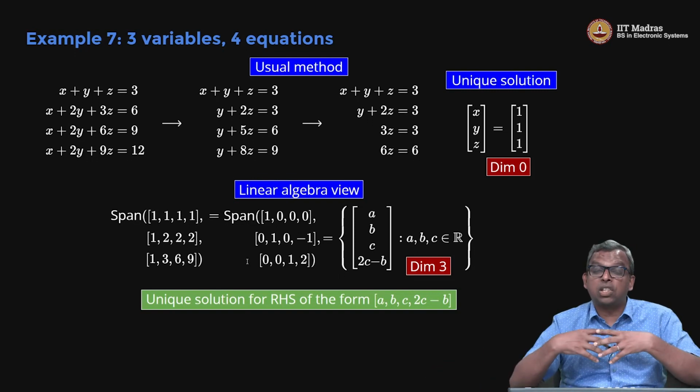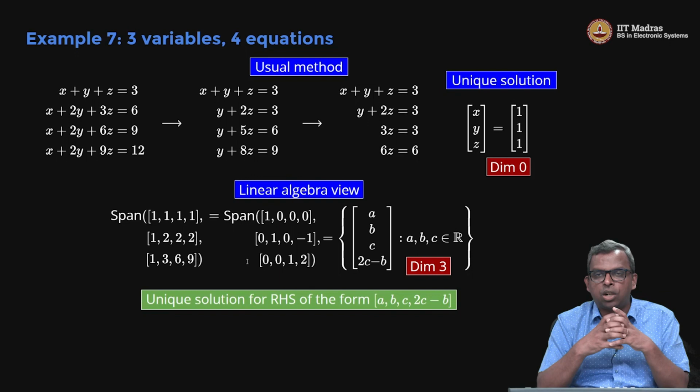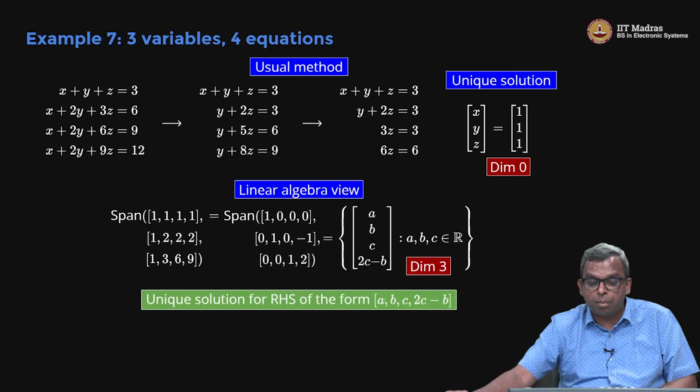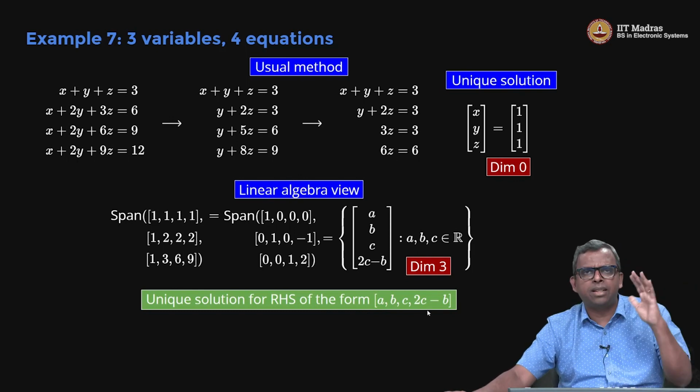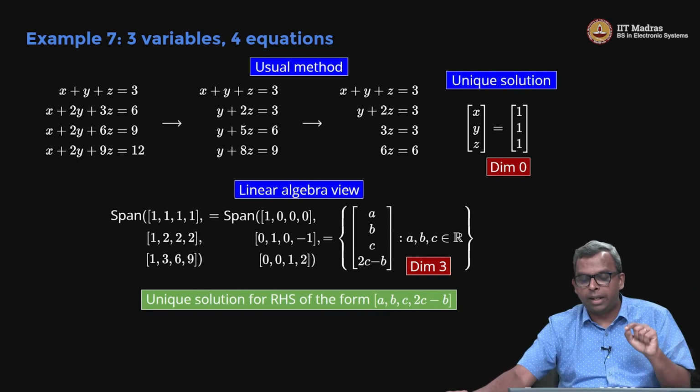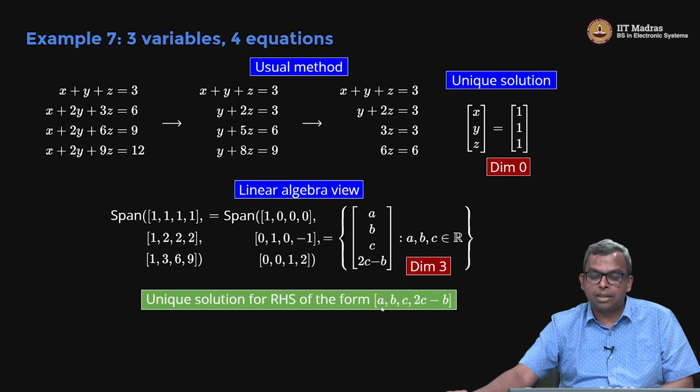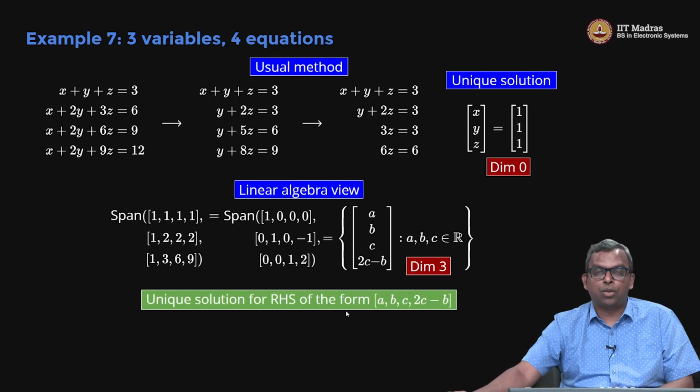So it doesn't exhaust the entire R4, it's only a smaller set, and it's only those of the form A, B, C, 2C minus B. Now if it is R4, it will be A, B, C, D, right? The last one will also be anything you choose, but that's not possible. It has to be 2C minus B. So this is a 3-dimensional subspace of R4.